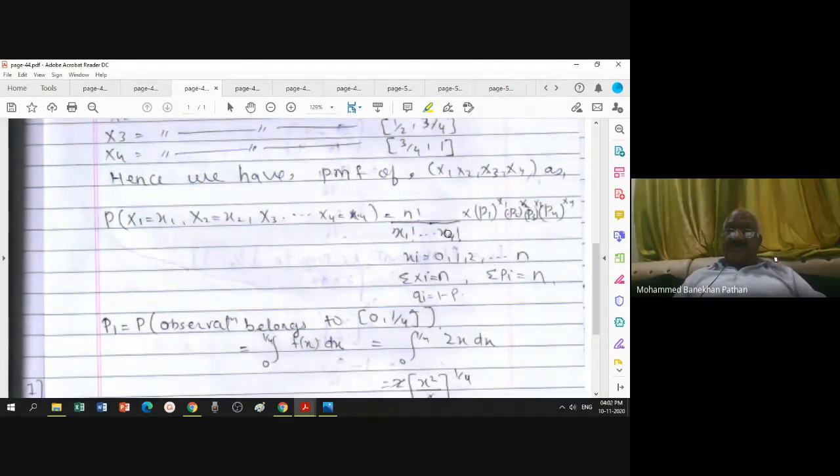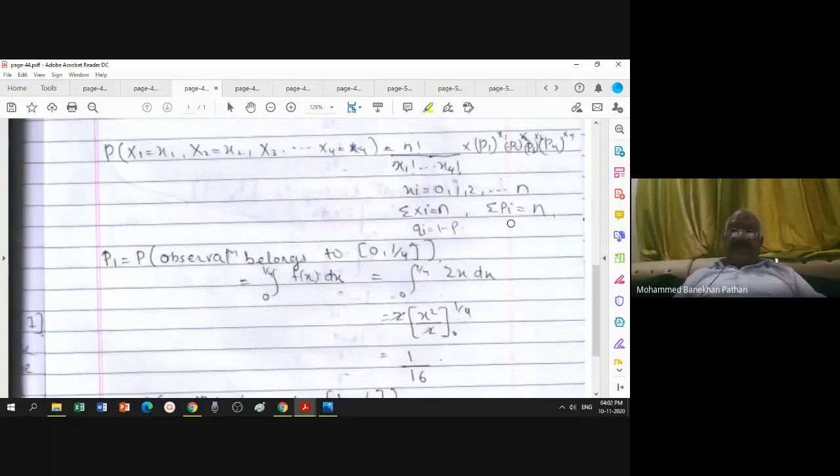The sum of the variables is n. The sum of probabilities should be 1. This is wrong, make a correction: the total of probability is always 1. Now, how to decide P1, P2, P3, P4? P1 is the chance that an observation belongs to the first interval.